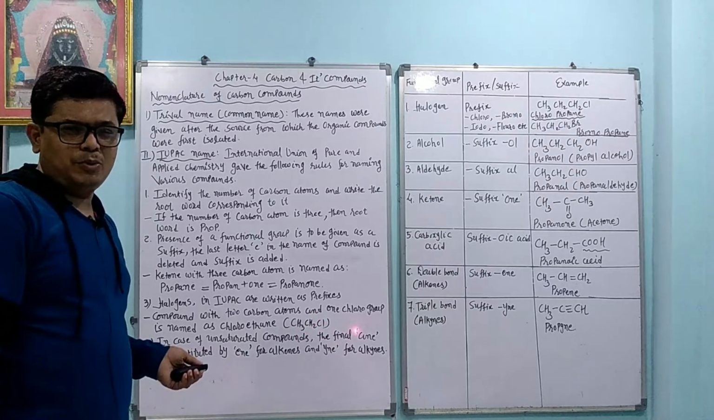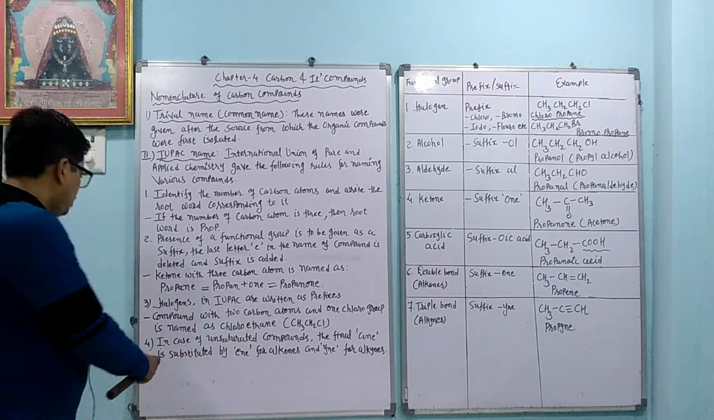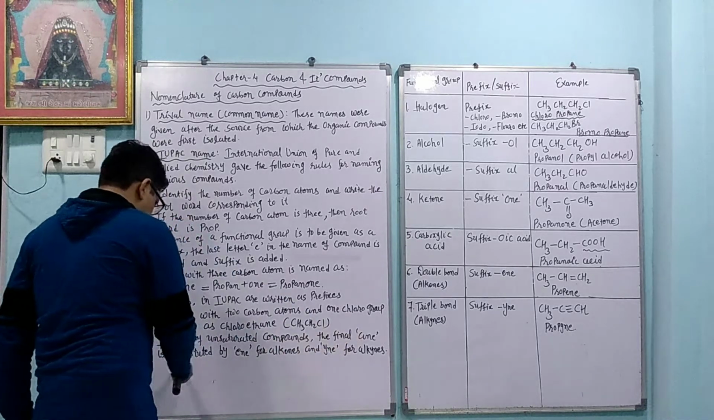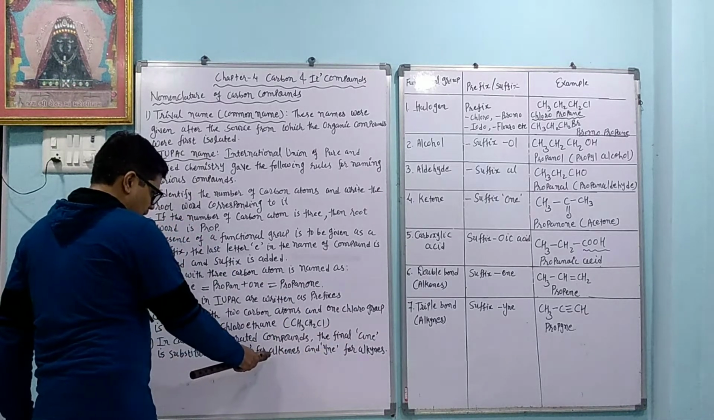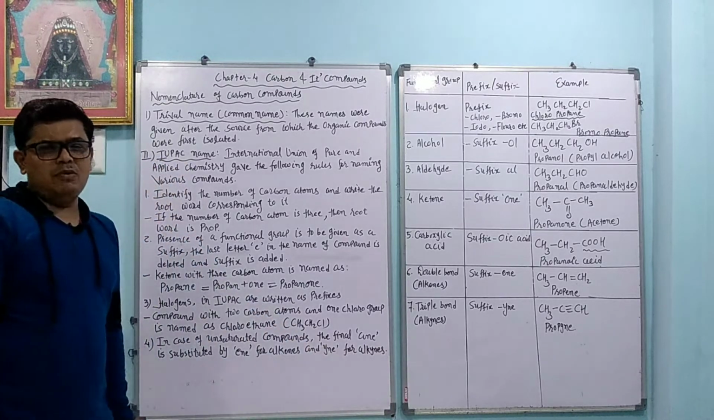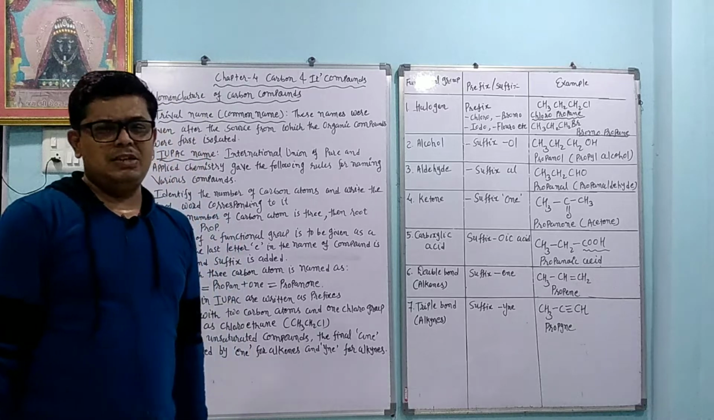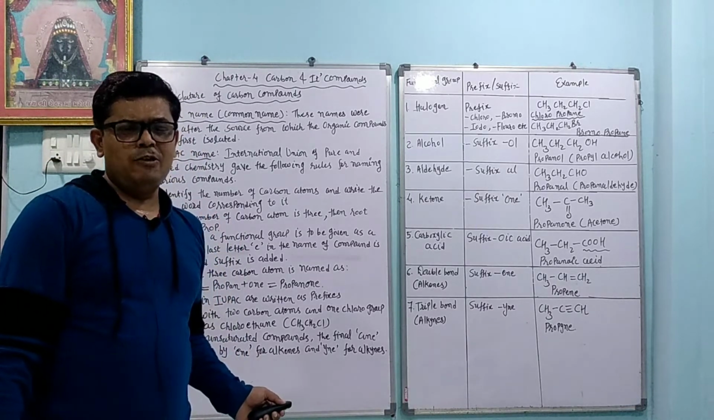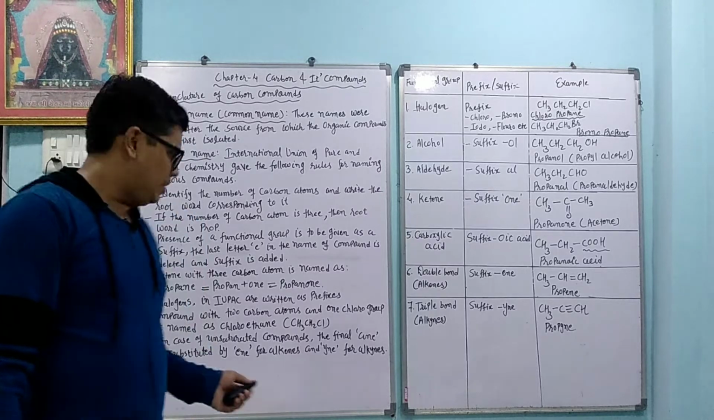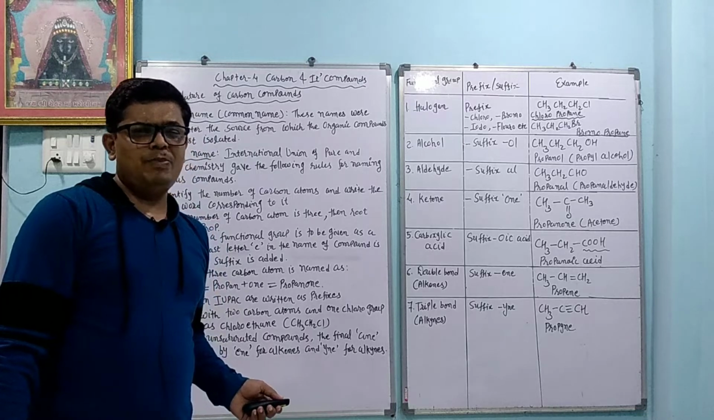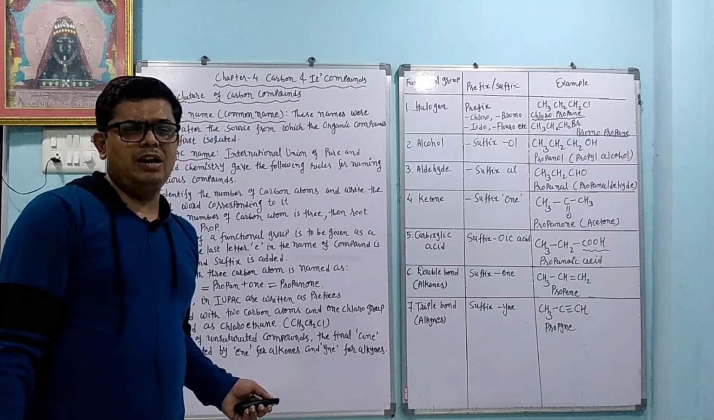In case of the unsaturated compounds, the final ane is substituted by ene for alkenes and yne for the alkynes. If a double bond is present, then we remove the suffix ane from the alkane and we add the suffix ene, and when a triple bond is present, then we remove the ane from the alkane and we add the suffix yne.